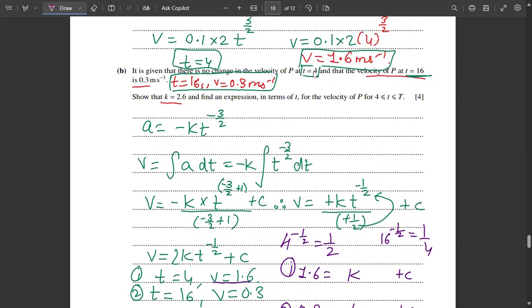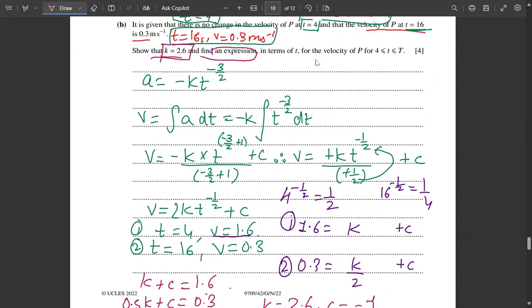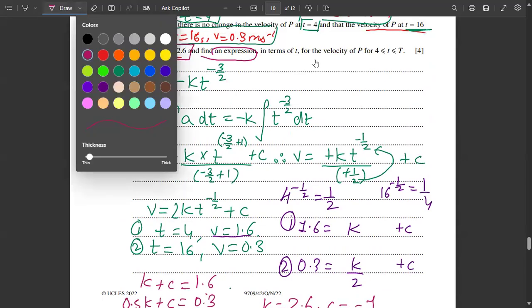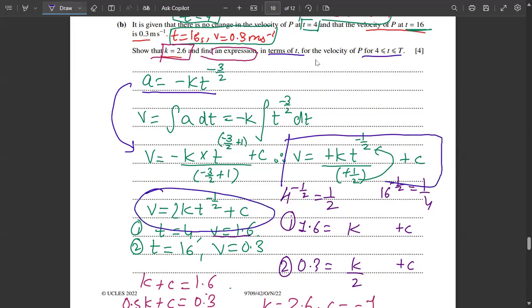Now what they have told us is to show that k equals 2.6. So we showed that, and we have to find an expression. Now what expression? The expression for velocity for part B. So this we have to integrate to get the velocity time graph. So we have already gotten this here. This is the most simplified form.